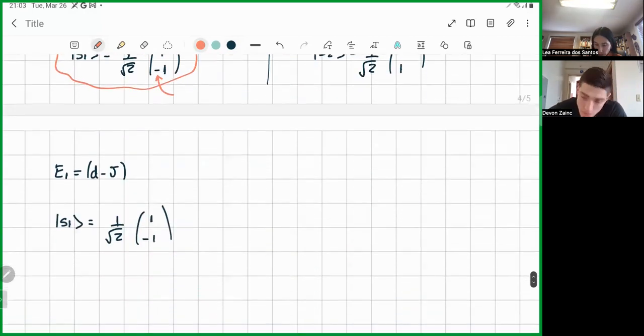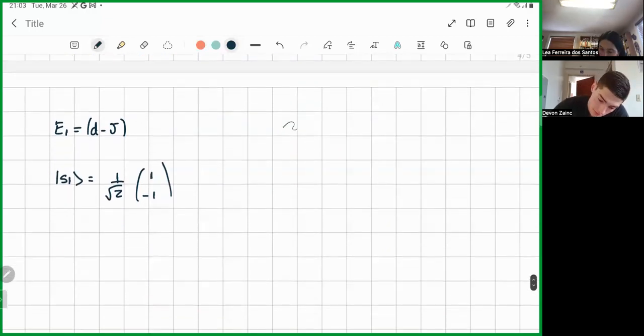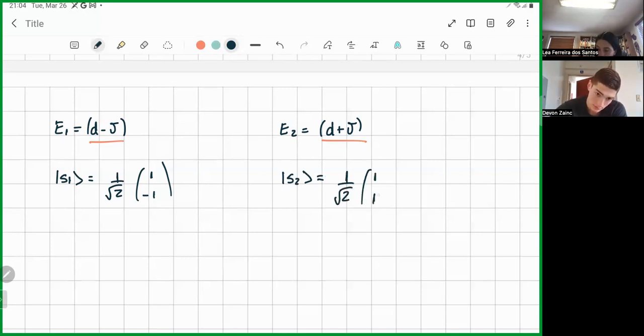Okay, so then that's the end of the solution of Schrödinger's equation. We have these two eigenvalues, D minus J and D plus J, and the corresponding vectors, the corresponding eigenvectors or eigenstates. These are all available terms, okay, possible terms. Good. So that's the first part.